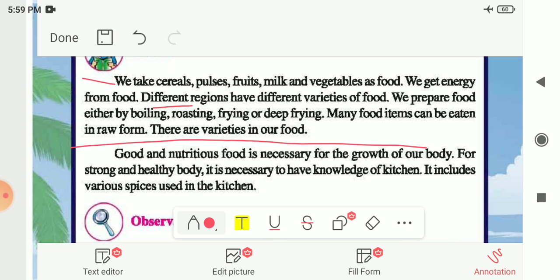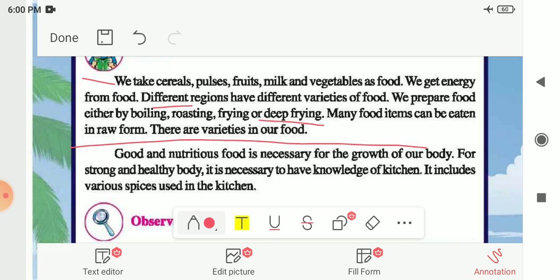We prepare the food either by boiling, roasting, frying or deep frying. Like the variety of these food items, there is also variation in the method by which we are preparing our food. The methods to cook the food are given to you here, that is boiling, roasting, frying or deep frying. In boiling we boil the food in water. In roasting we roast our food items on the flame of the stove.